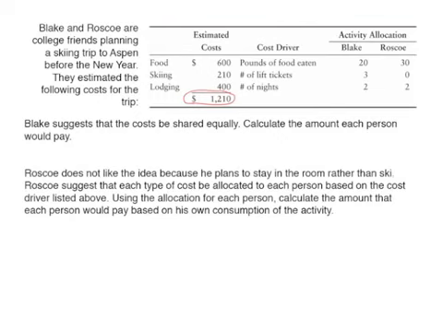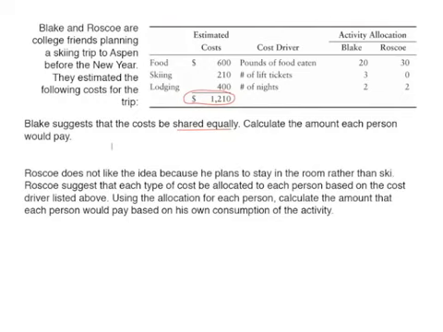For skiing, it's the number of lift tickets. And for lodging, it's the number of nights stayed. Well, Blake suggests that the costs be shared equally. So we're going to calculate the amount each person would pay if we shared the cost equally.